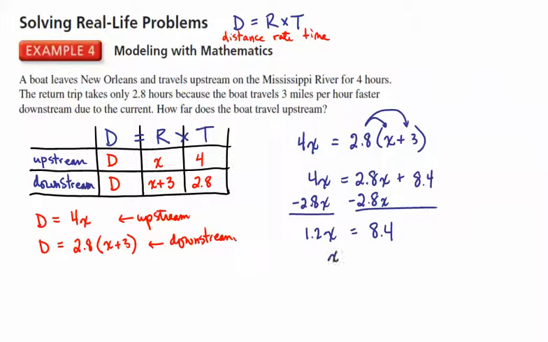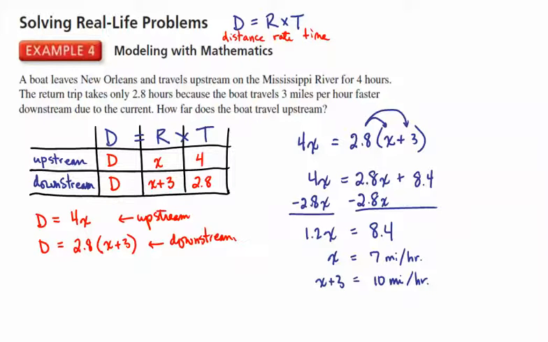And so x is equal to 7, and we want to think about what x means there. That is miles per hour. So the rate going upstream is 7 miles an hour, and the rate coming downstream, 3 miles an hour faster, is 10 miles per hour. But we have to be careful because neither of those is what we are trying to figure out in this problem.